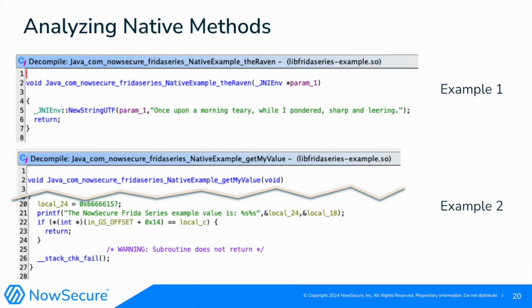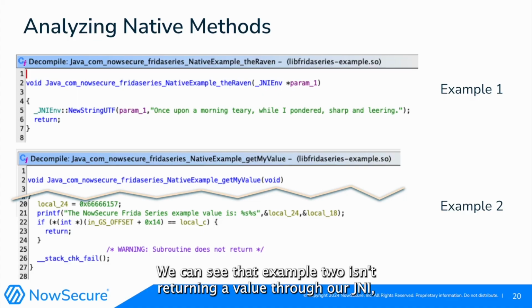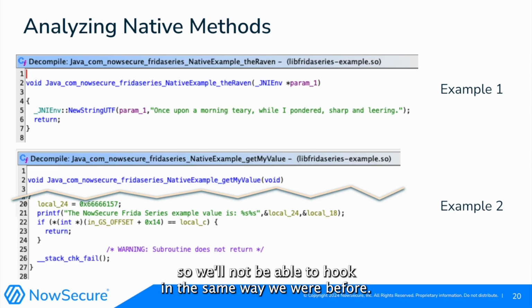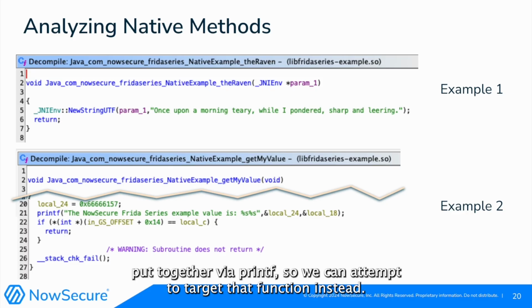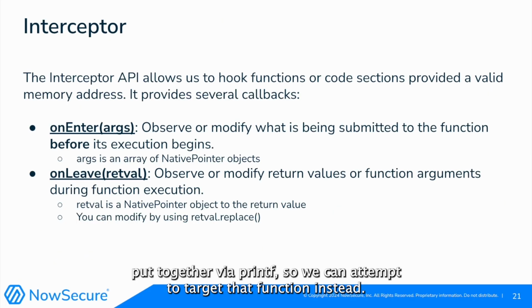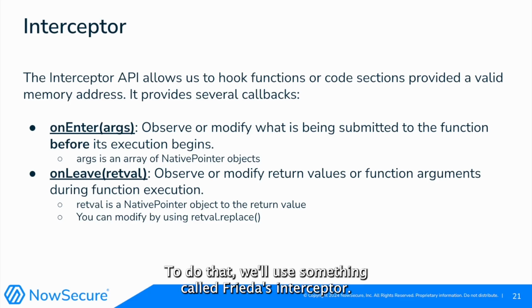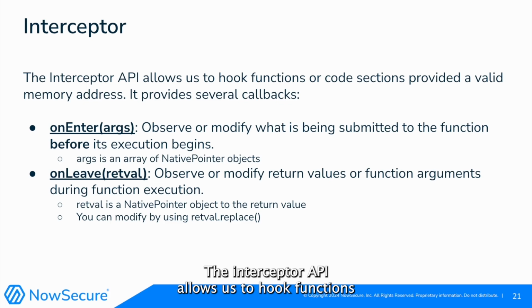We can see that example 2 isn't returning a value through our JNI, so we'll not be able to hook in the same way we were before. In the function, we can see that there is a value that's getting put together via printf, so we can attempt to target that function instead. To do that, we'll use something called Frida's Interceptor. The Interceptor API allows us to hook functions or code sections using a valid memory address.